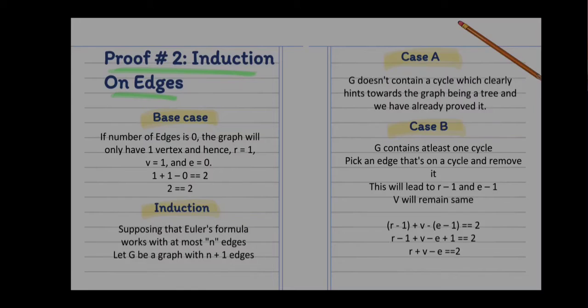And in that case, we pick an edge and remove it. This leads to R minus 1 and E minus 1 as V remains the same. And that just proves our formula.